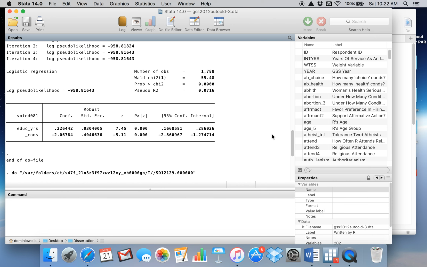The constant is the estimated logged odds of voting for people with no education. So that's what this number represents. And the logged odds of voting increased by 0.226 for each 1 year increase in education, right here. As expected, as the independent variable increases, so does our likelihood of voting. We can tell that because we've got a positive coefficient and a p-value less than 0.05. So that part of the interpretation is the same as OLS.